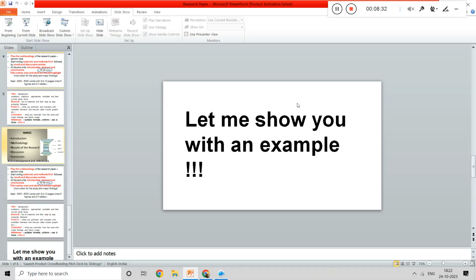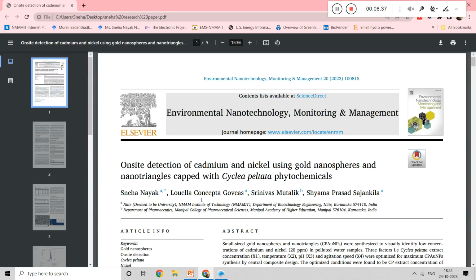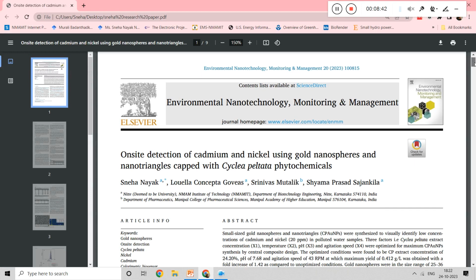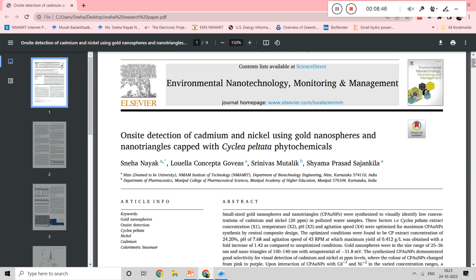So let me show you with an example. Okay, I will show you one of my papers. Okay, so this is one of the papers which we published. It's a Q1 paper. This paper is focused on nanoparticles. So we have tried to use gold nanospheres, gold nanoparticles basically, green synthesized ones, which are used for on-site detection. So we have tried to detect cadmium and nickel. So this was the main work. So detection or sensing studies of that kind we have tried.